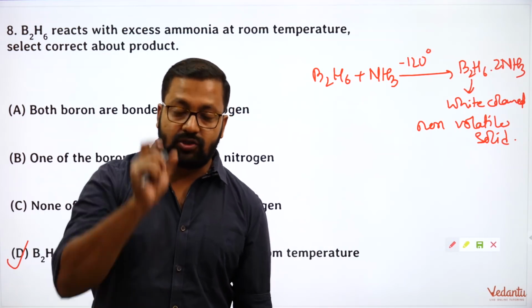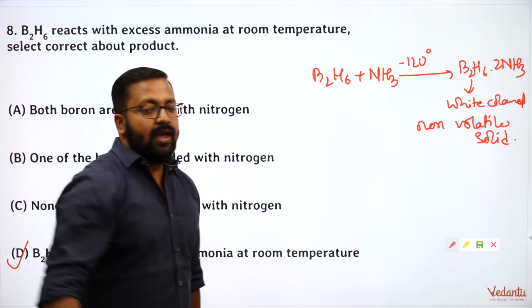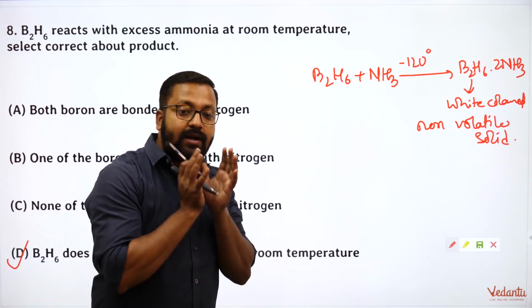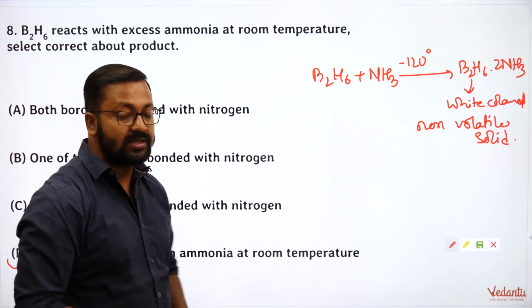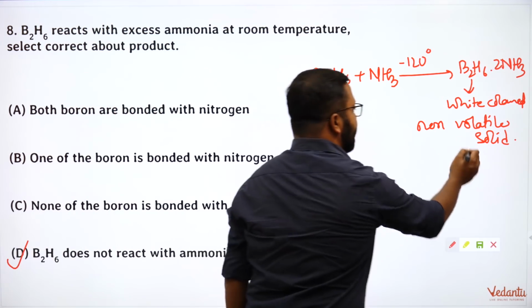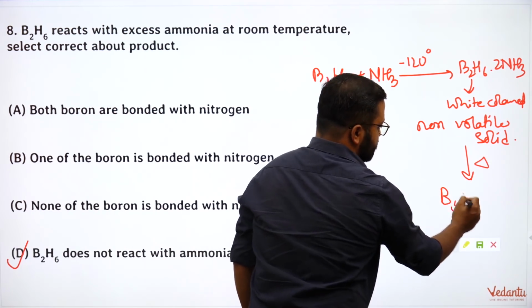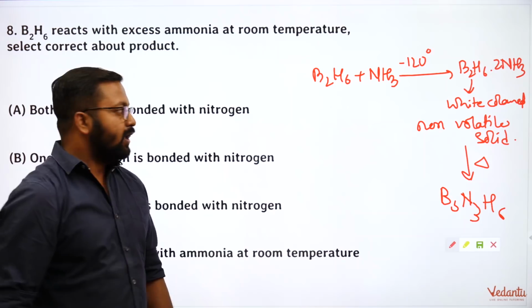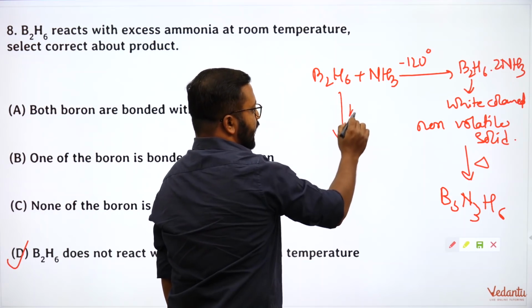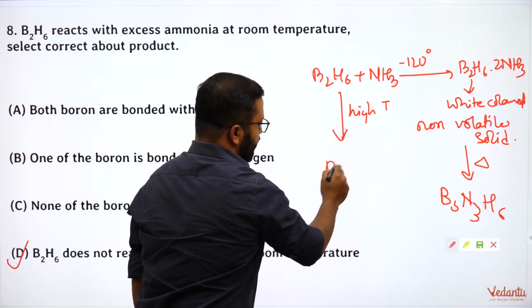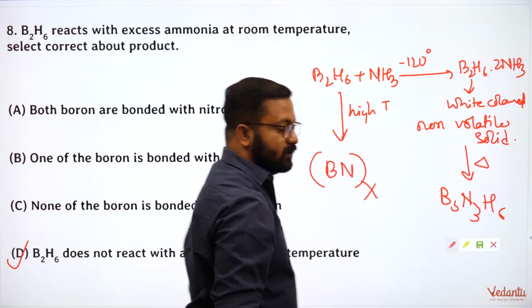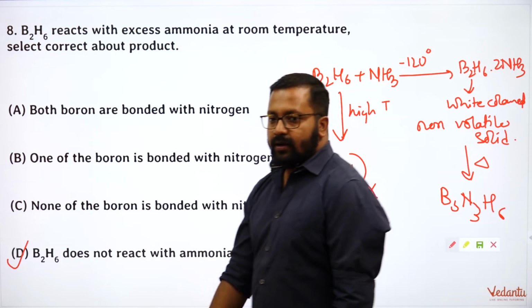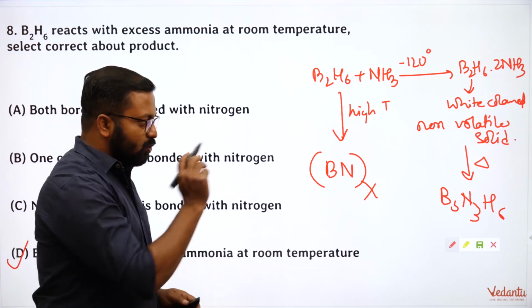White colored non-volatile solid, remember this. B2H6.2NH3. If it is forming this compound, it will be a white colored non-volatile solid. It's formed at ultra low temperature, somewhere at minus 120 degrees Celsius. If you heat this, you will get B3N3H6. But if you react at high temperature, you will get BN, boron nitride. Clear? Let's move on to the next question.